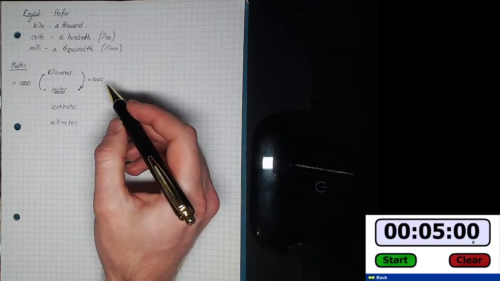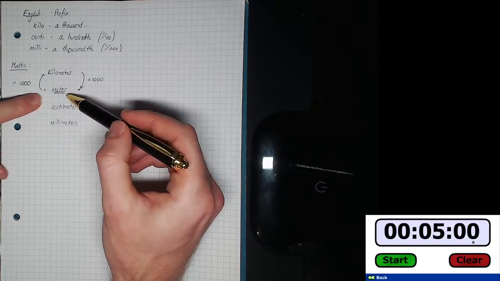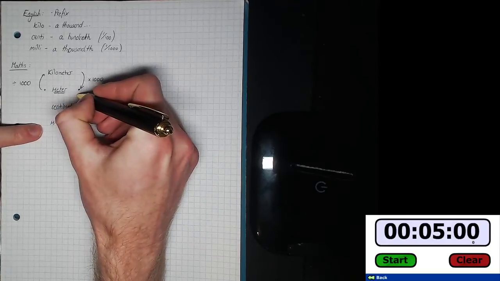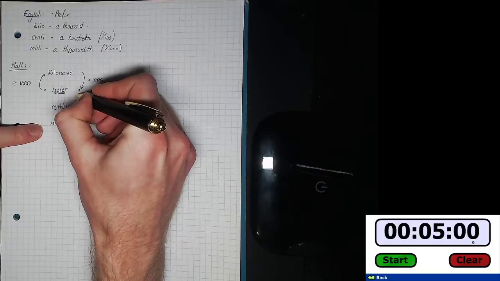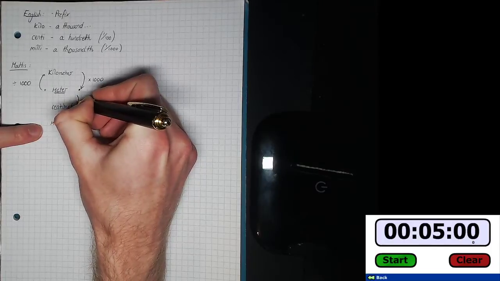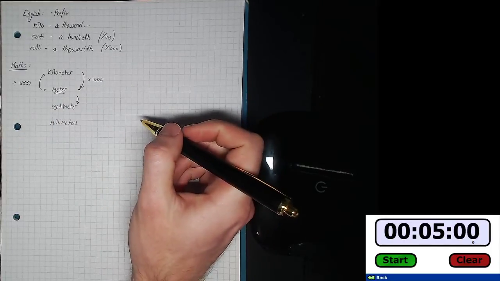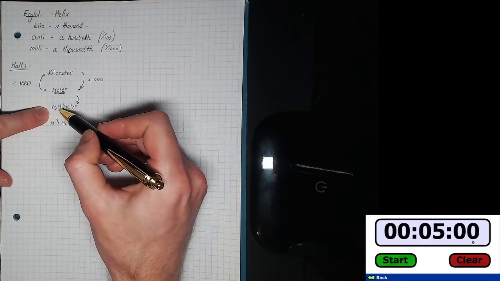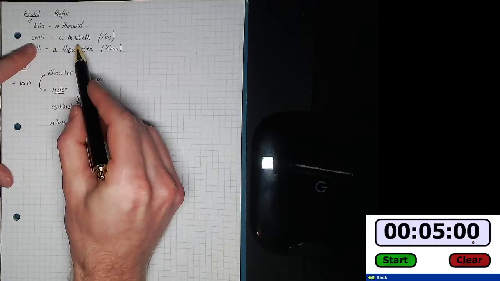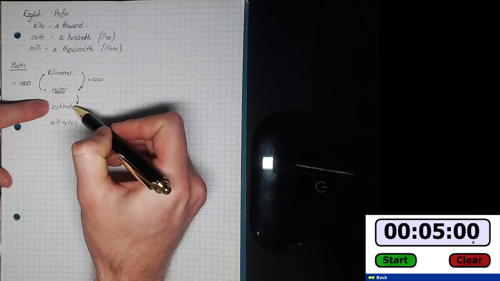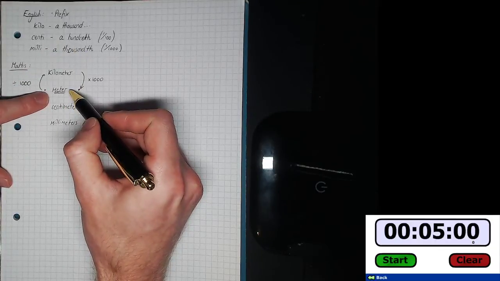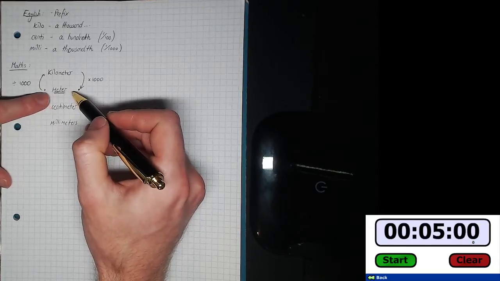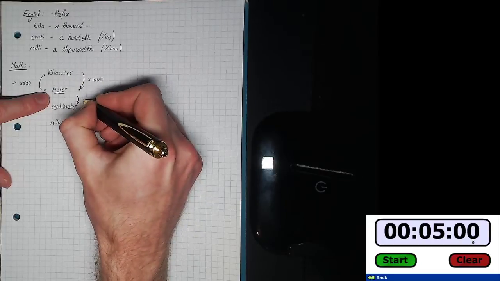So now, let's think about some of the smaller ones down here. If I wanted to go from a meter to a centimetre, centi means 100th. A centimetre is 100th of a metre. So there are 100 centimetres in 1 metre.